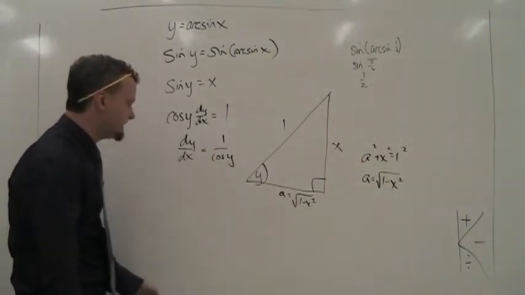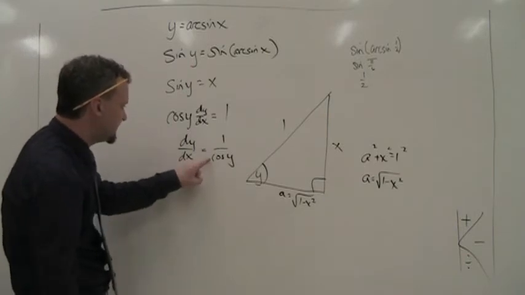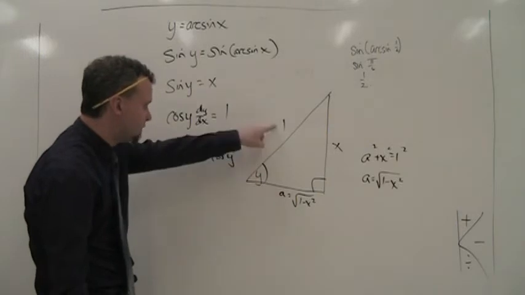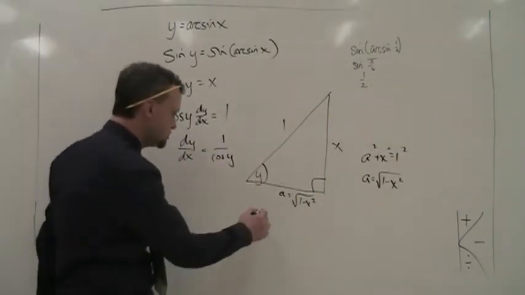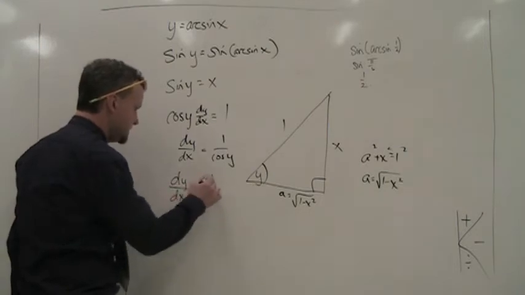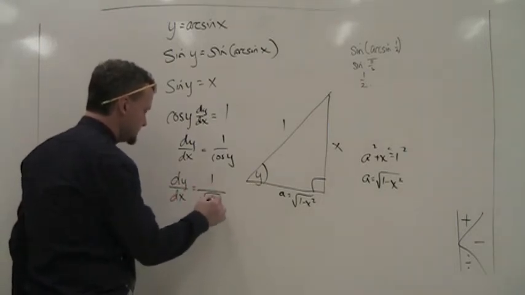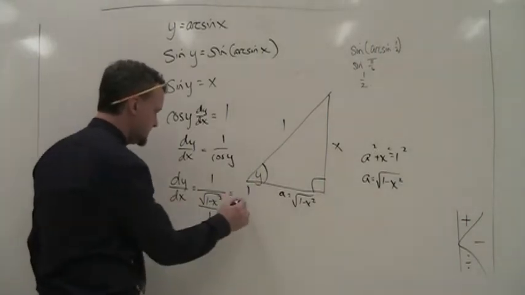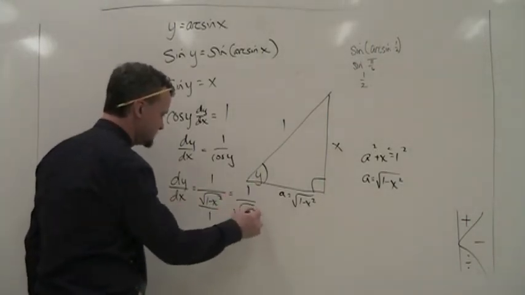All right? So now, that helps because I can figure out the cosine of y. The cosine of this angle is going to be adjacent over hypotenuse. So cosine y is just going to be radical 1 minus x squared over 1. But this over 1 is just radical 1 minus x squared.